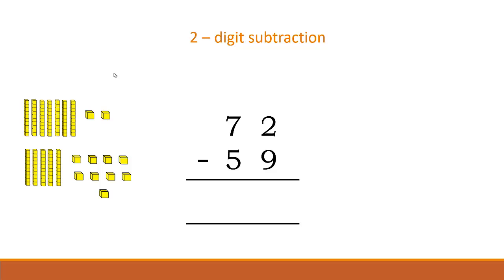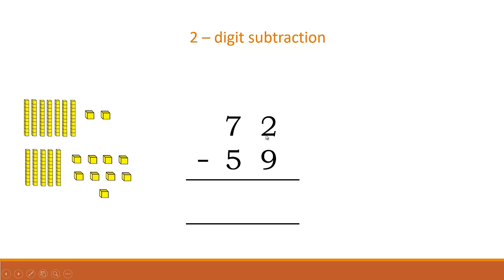Now let us start with a 2-digit subtraction. We are going to subtract 59 from 72. The number from which we subtract is called minuend, and the number that we subtract is called subtrahend. And finally, the answer of subtraction is called difference. Always make sure that the minuend has a bigger number than the subtrahend.